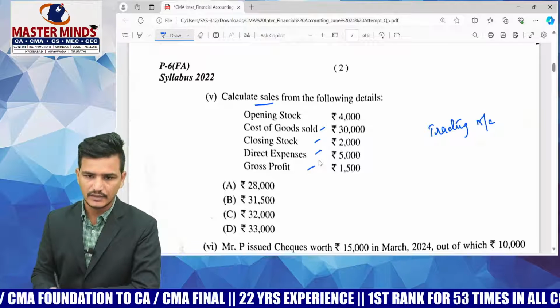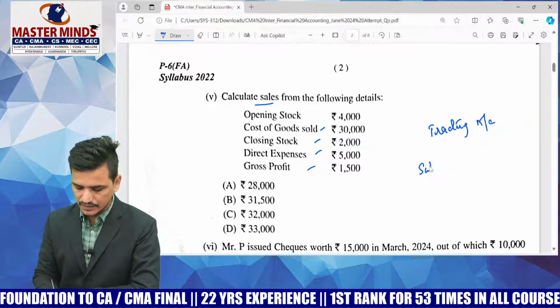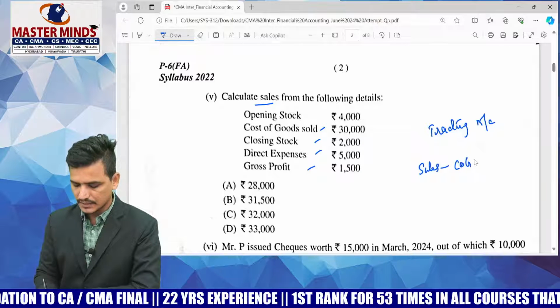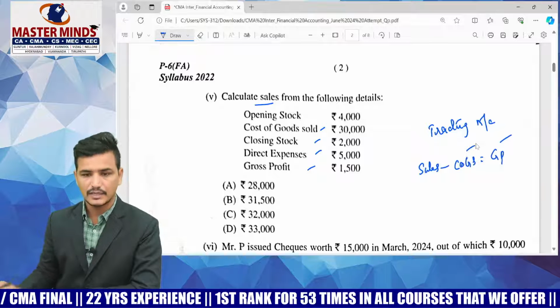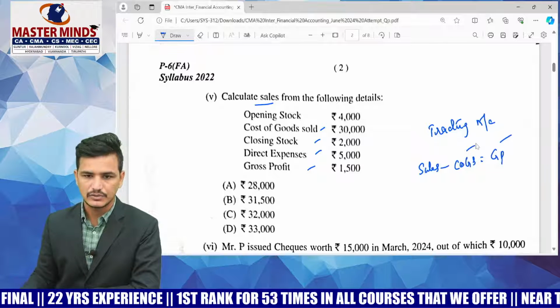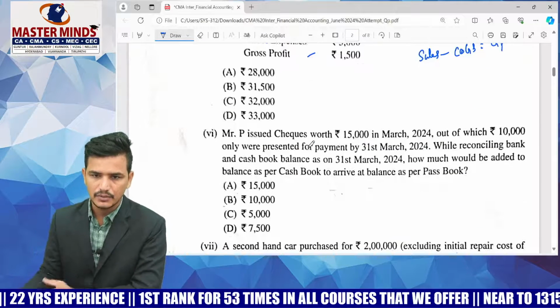Actually, the simple formula for gross profit is sales minus cost of goods sold. So sales minus cost of goods sold is equal to GP. When GP and cost of goods sold are given, you can directly calculate the sales also. So that is a basic, simple question only.